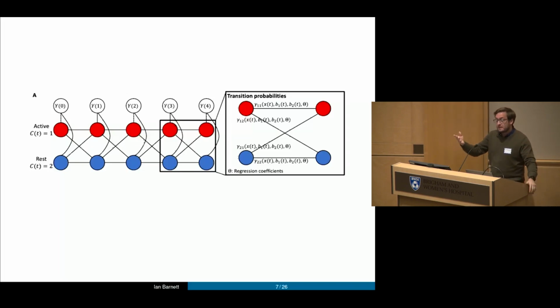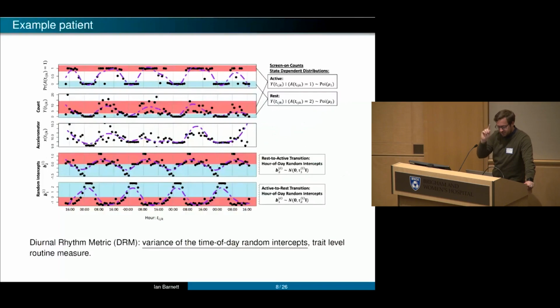And you would expect that when we fit this model to someone, the rest to active rate model should have a very high rate in the morning when you wake up, because you haven't been using your phone and then you wake up in the morning. So sure enough, that's what we see. Here's an example patient. We fit this to one example patient.